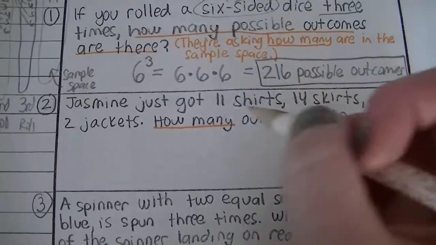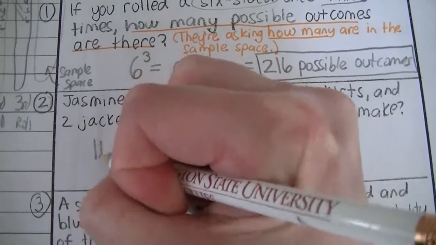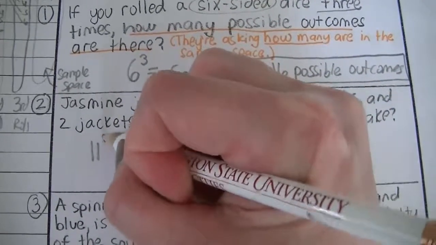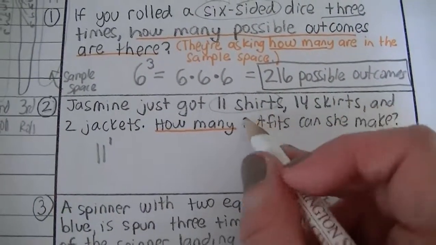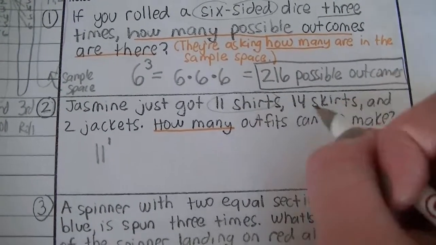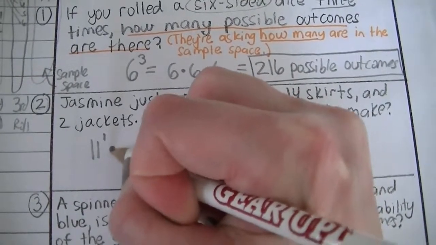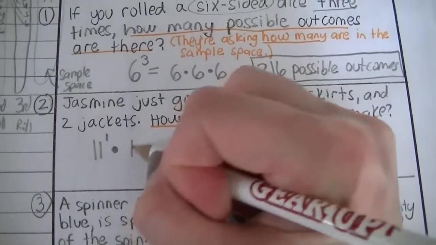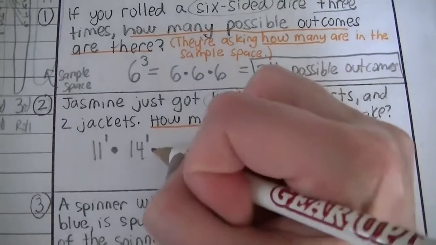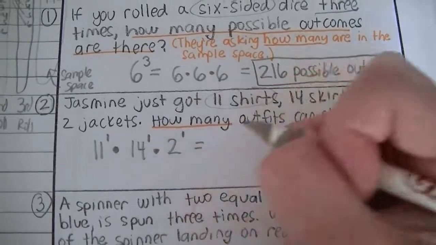So what you'd have to do is, well, for the shirts, there's 11 of them. And how many can she wear at a time? Just 1. Well, she can't just wear a shirt and that's her whole outfit. It's an "and" problem. She wants to wear a shirt and a skirt and a jacket. So "and" in probability means to multiply. And she's got 14 possibilities for skirts. She can only wear one at a time. And she's got 2 jacket possibilities, and she can only wear one at a time, okay?